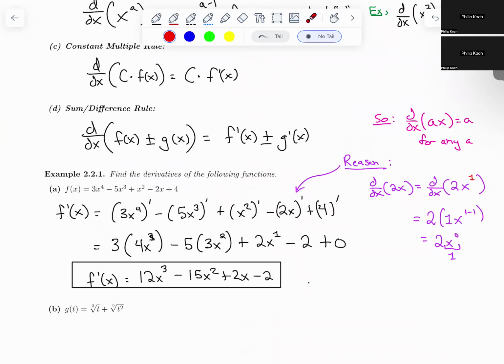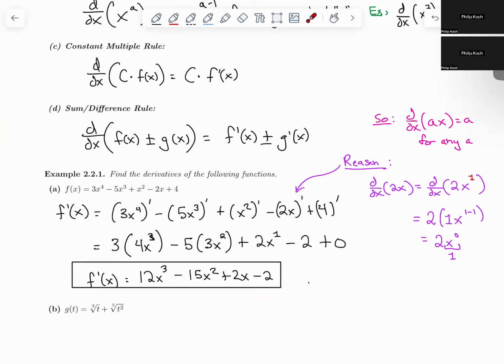If you feel comfortable, and I encourage you to get good with the mental math, I'll do it for the people watching the recording. Basically, go 4 times 3, that's 12x to the third power. 5 times 3, 15x to the second power, because you reduce the power by 1. 2 times 1, x to the first power, and then the derivative of negative 2x is negative 2, and so on and so forth. I'd like you to get to that spot as soon as possible. Start skipping this algebra, because doing this every single time is time consuming. It's a guaranteed way to increase the possibility of making a mistake.